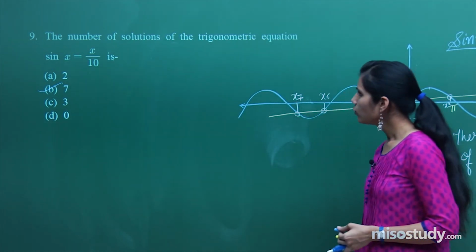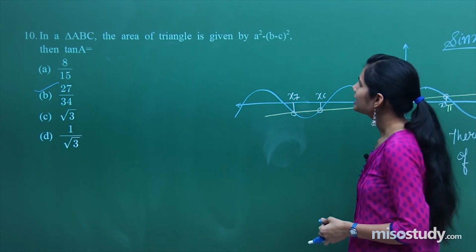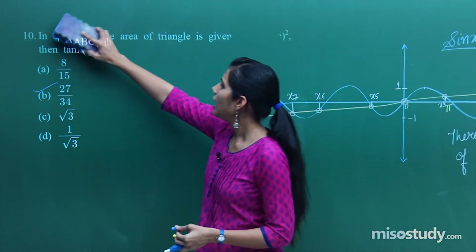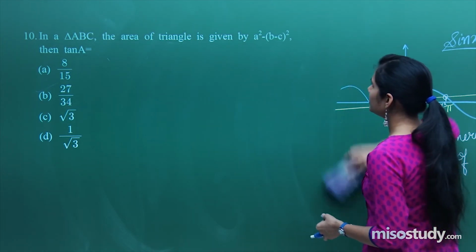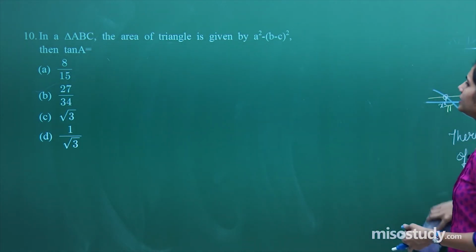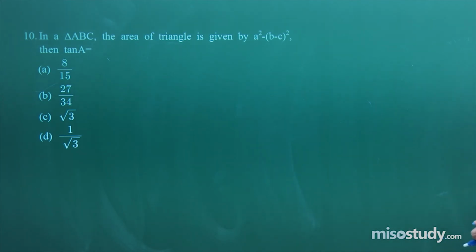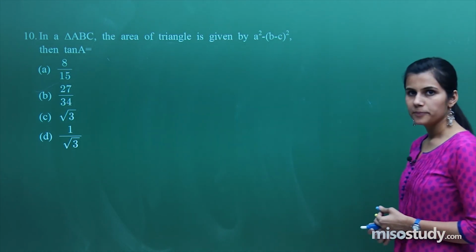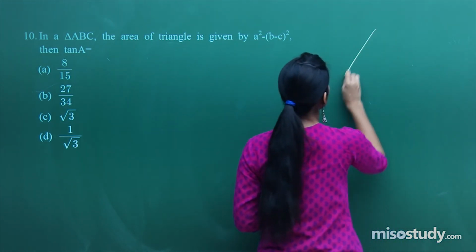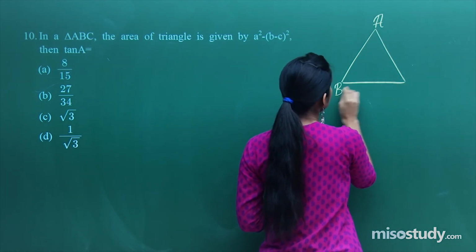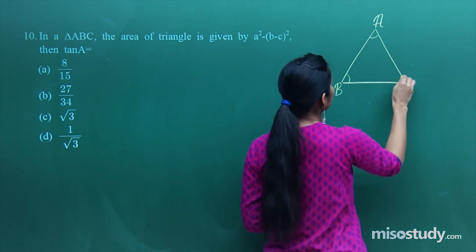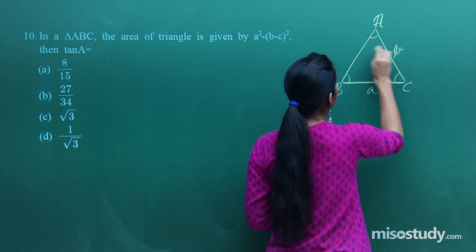Let's proceed and see what is the next question. The next question is trying to talk about again a triangle. It is saying in triangle ABC, the area of the triangle is given by this. Then what about tan A? Okay. So for this I should be aware of all the different formulas of area. Over here you can see if I generally draw the triangle, this is my A, this is my B, this is my C. Similarly, angle A, angle B, angle C.